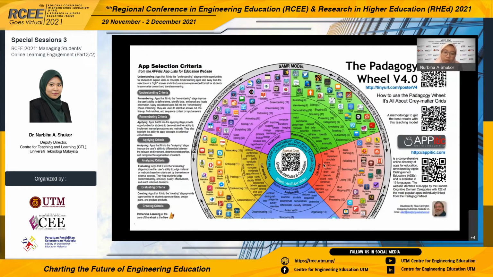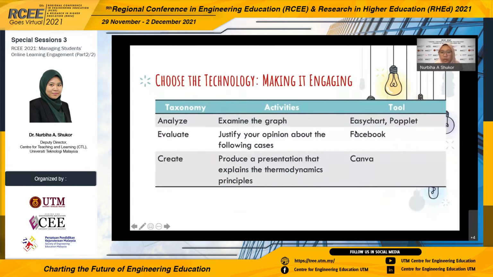If you want to make it even more engaging, these are examples of technological tools that you can use, fitting to your cognitive learning domain. This is just a suggestion. There are many more, I'm sure. And they fit this just to the cognitive learning domain. You can have the psychomotor learning domain as well as the affective learning domain. This is what they're trying to do.